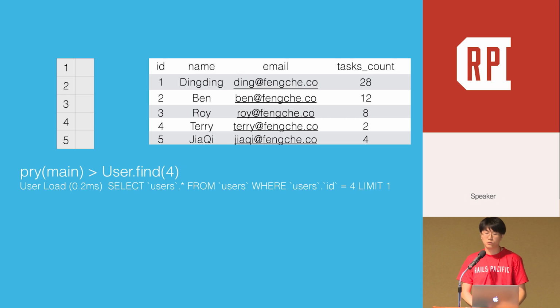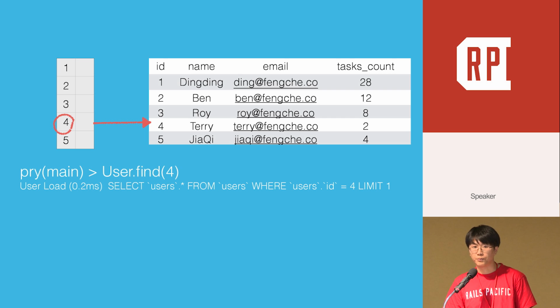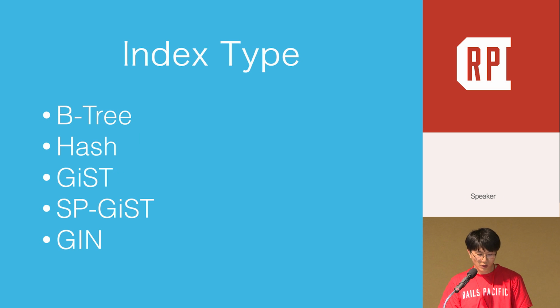So it contains two steps. First, we get the pointer of the record from the index table, and then we get the exact record using the pointer. So now the question is, how to get the pointer of that record quickly from the index table? There are several algorithms we can use. It's called the index type in the database. Each index type uses a different algorithm and is best suited for different types of queries.